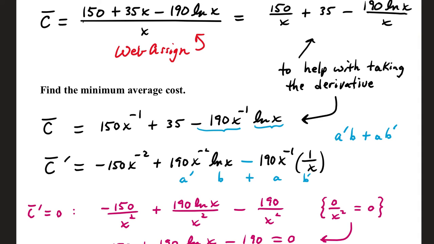Now, taking the derivative, 150 times negative 1, take 1 off your power. 35 is a constant, so its derivative is 0. The next term, written in blue, I've highlighted the algebraic type term and the natural log term. Those are multiplied, so we use the product rule expansion. Derivative of the first part is positive 190 x to the negative 2.